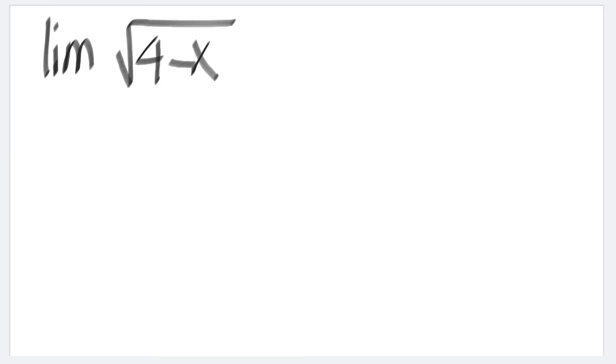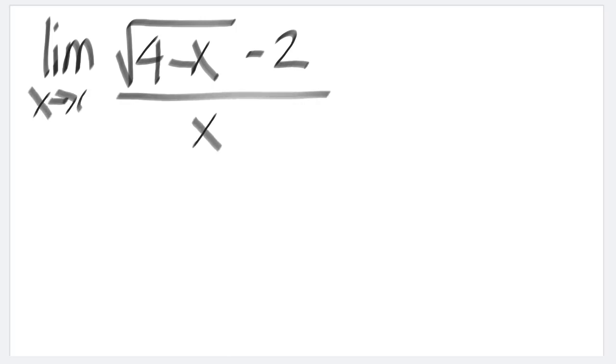we want to find the limit of square root of 4 minus x minus 2 all over x, as x approaches 0. Now, in your senior high school years, you were taught to always rationalize the denominator, but in differential calculus, that case is not always applicable to the denominator. It is also applicable to the numerator.